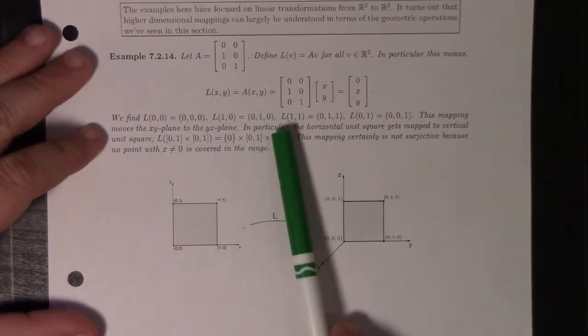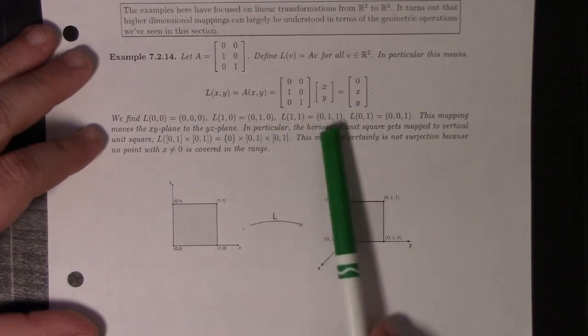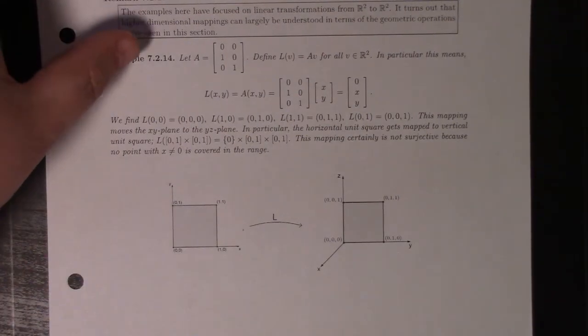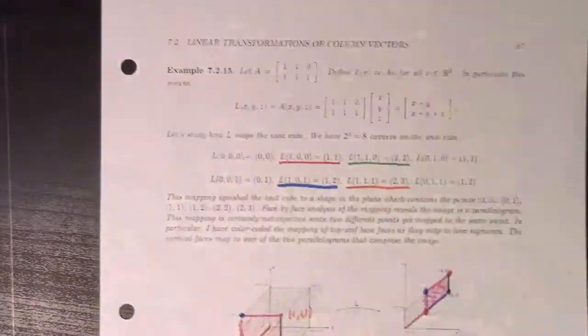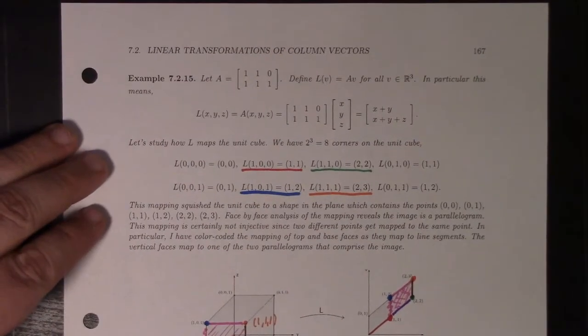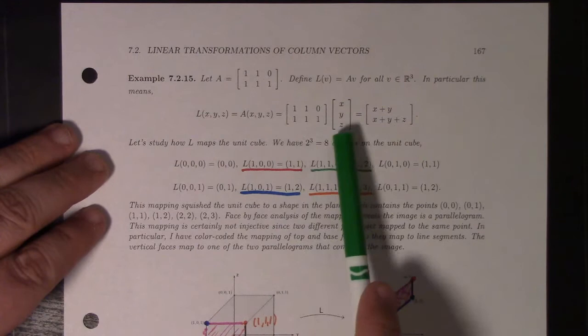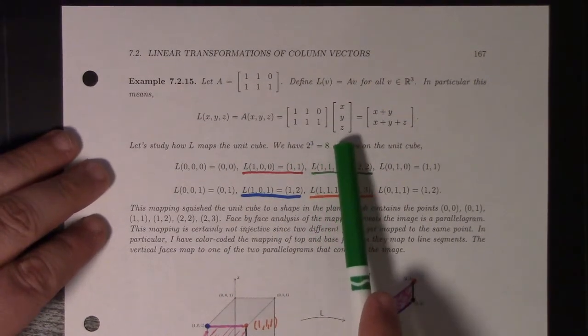So here's a mapping that goes from R2 to R3, and you can think about this as pasting the unit square into that unit square. My next example, we have 1, 1, 0, 1, 1, 1 for the matrix of the transformation. I realize we haven't defined that yet, but you'll forgive me.